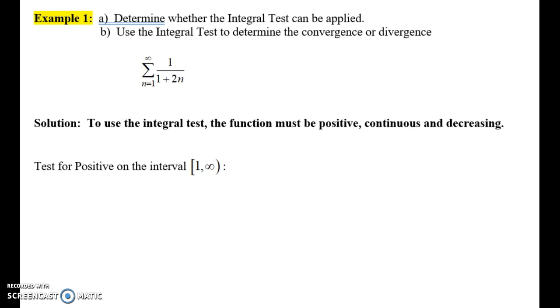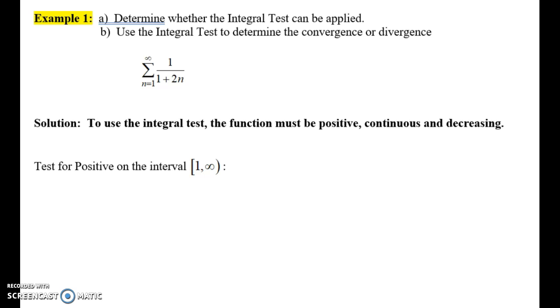So let's determine whether we can use the integral test. And if we can use the integral test, let's determine whether the sum of 1 over 1 plus 2n from 1 to infinity converges or diverges. First, we need to determine whether this series is positive on the interval from 1 to infinity.